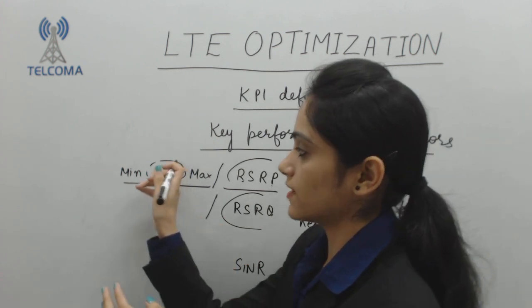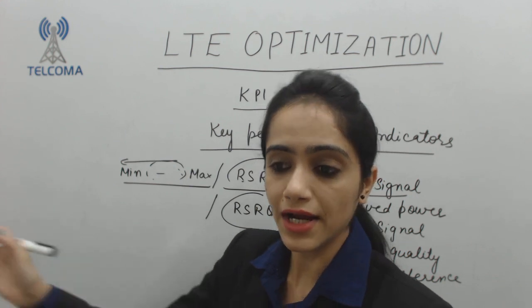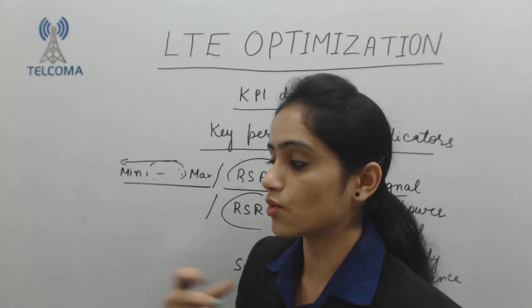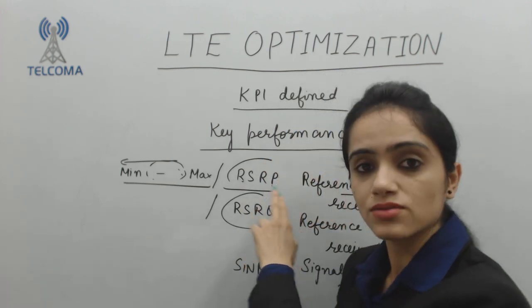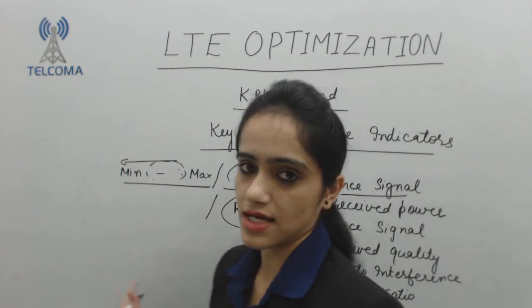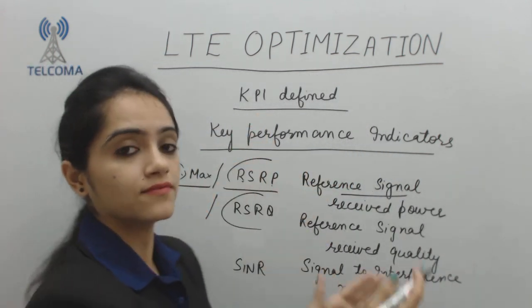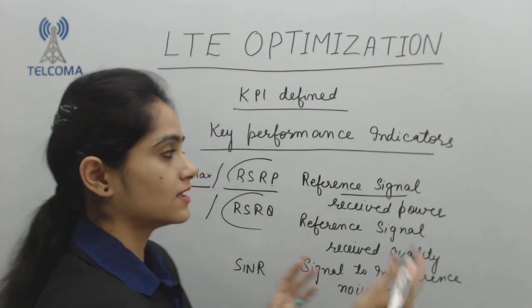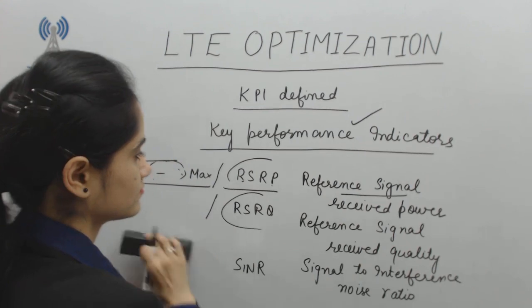If the RSRP value is minimum, then I require a handover to another cell because my home cell is not able to provide me good power, so I require a handover to another cell. So whatever minimum and maximum value we have for each and every radio network parameter, these will be my key performance indicators.